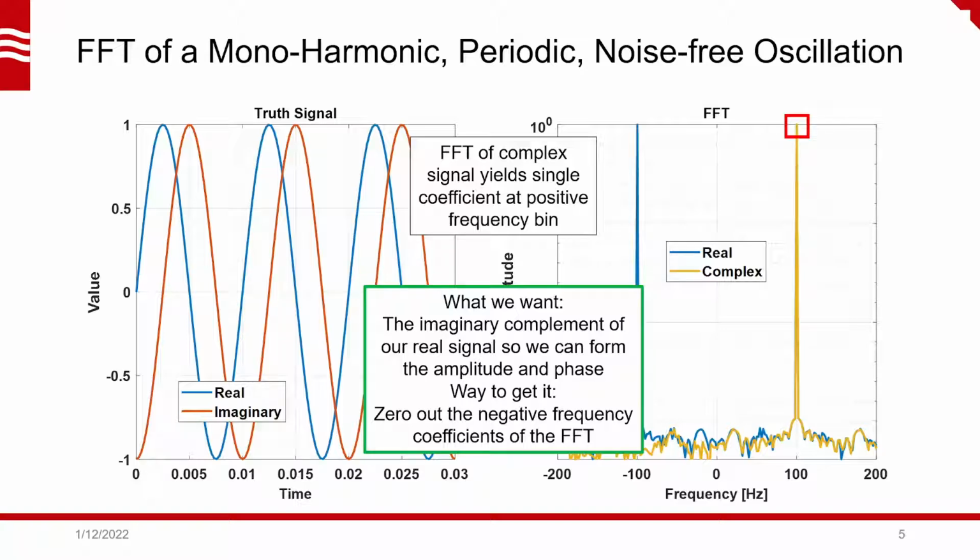So putting this together, what we want from the Hilbert transform is an imaginary complement to the real valued input, such that we can put them together and form the amplitude and phase. And from what we've just seen in the FFTs, a way that we can get the Hilbert transformed result is to take the FFT of the real signal, set the negative frequency bin coefficients to 0, and then invert the spectrum back to the time domain.